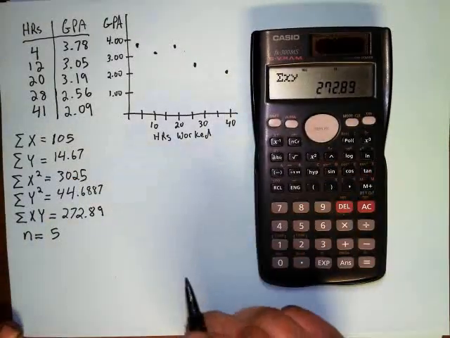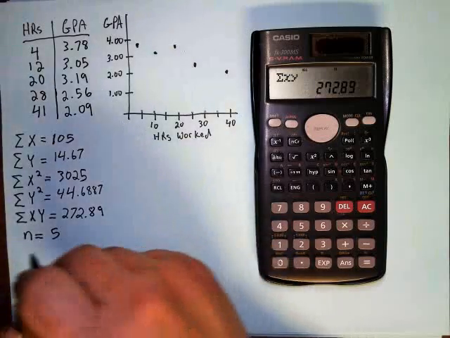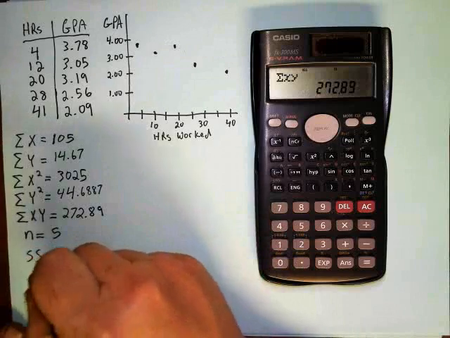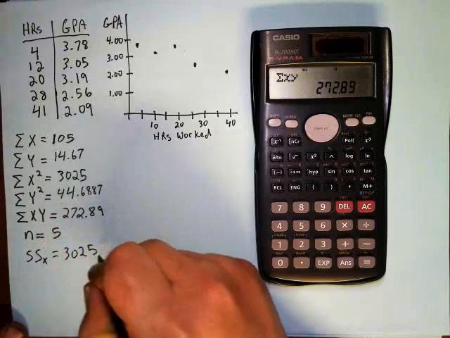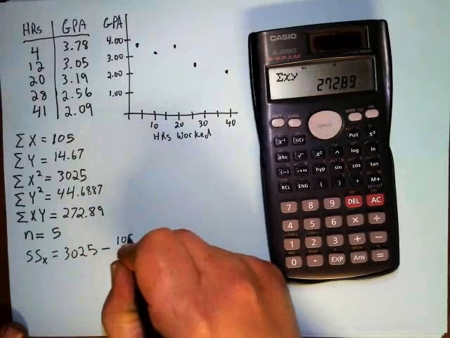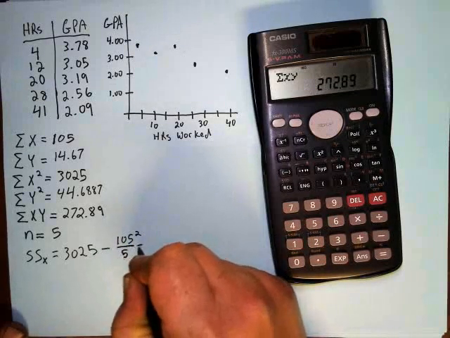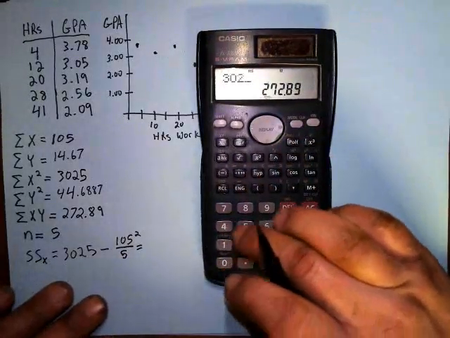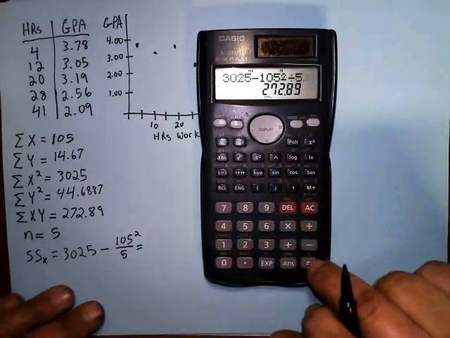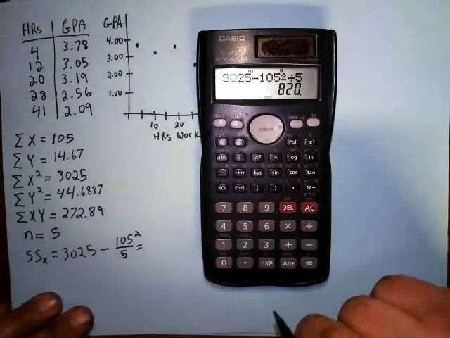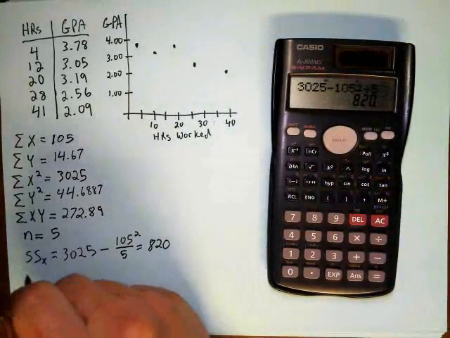So now what I need to do is calculate the three SS's. First is SSx, and this is the sum of x squared, so 3025, minus the sum of x, 105, that quantity squared, divided by 5. So 3025 minus 105 squared divided by 5. And I get 820. So there's my SSx.